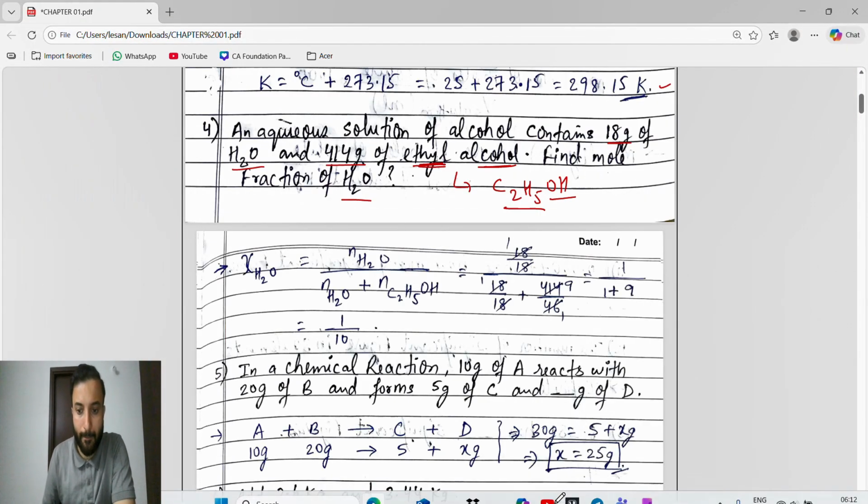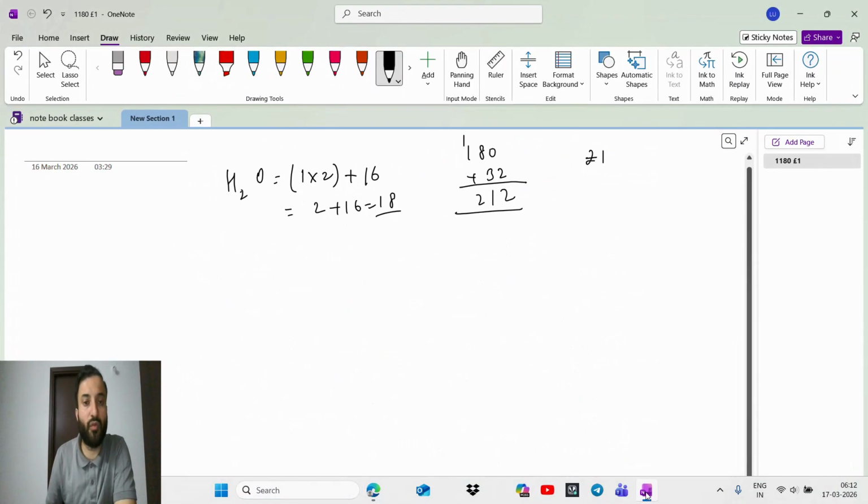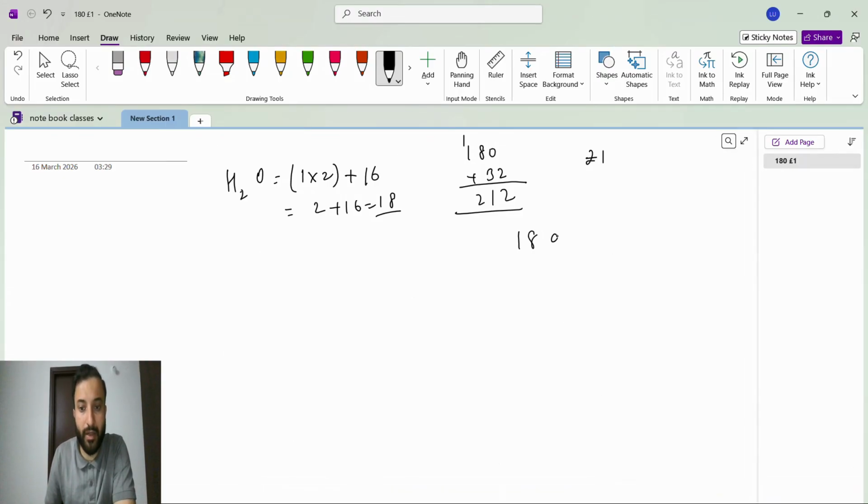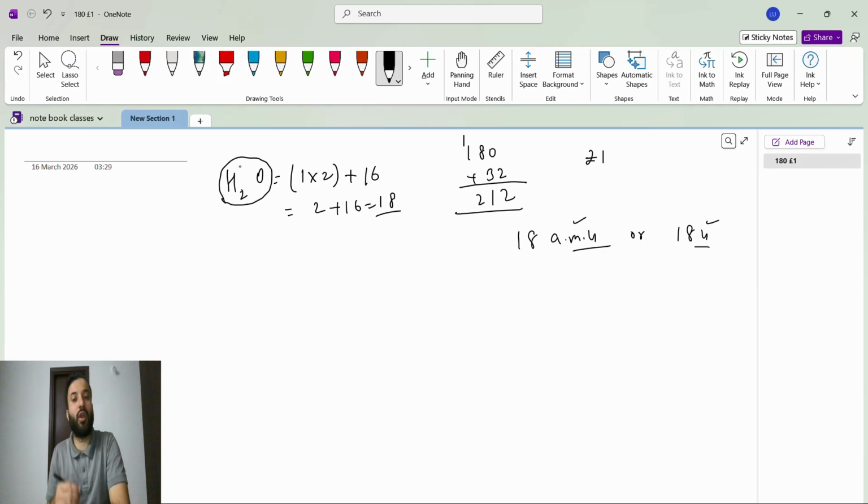Okay guys, see, in the examination, if they tell you to find the molecular mass or formula mass, then you will write 18 AMU or 18 U based upon what is given in the option. Suppose they say find the molar mass of H2O or the formula mass of H2O, that's fine, 18 AMU or 18 U based upon the option.